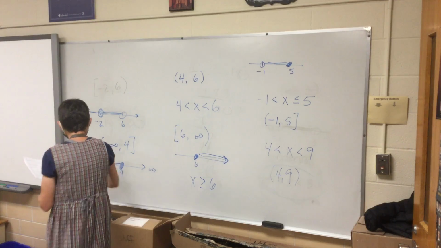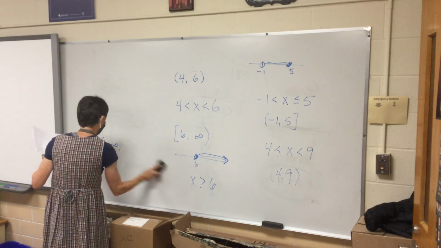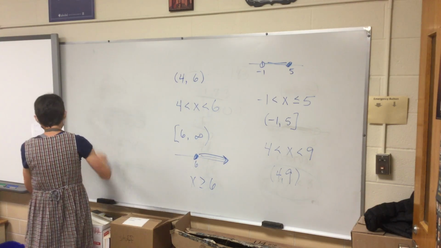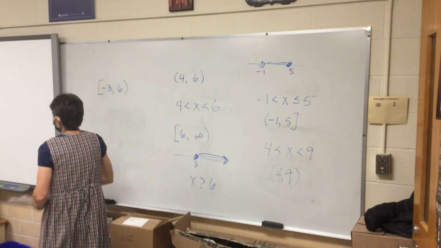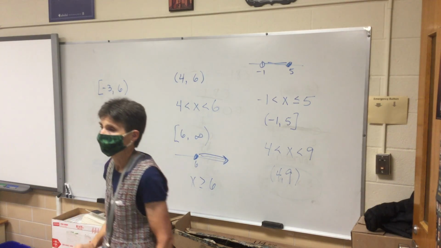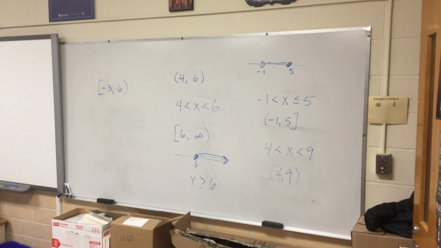What about this one? Bracket, -3, comma, parentheses. Perfect. You put your two numbers in there. Little, big: little comma big. And then if it's or equal to, it gets a bracket. If it's not or equal to, it gets a parentheses.